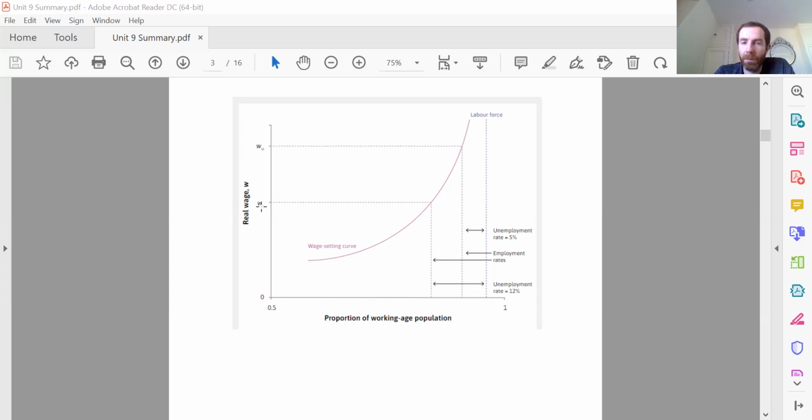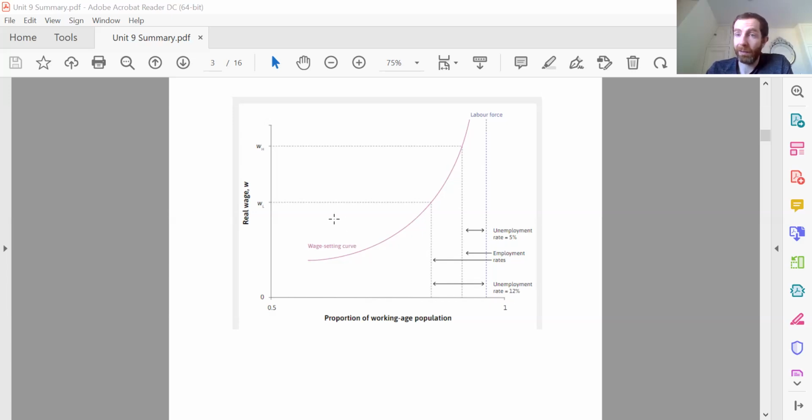So if firms decided to pay this wage WL, we go across to our wage setting curve, and we know that that would correspond to this level down here of people being in work. And therefore, the gap between that proportion of the population and the size of the labor force, that gap there tells us our unemployment rate, right? And you can see labeled here is 12%.